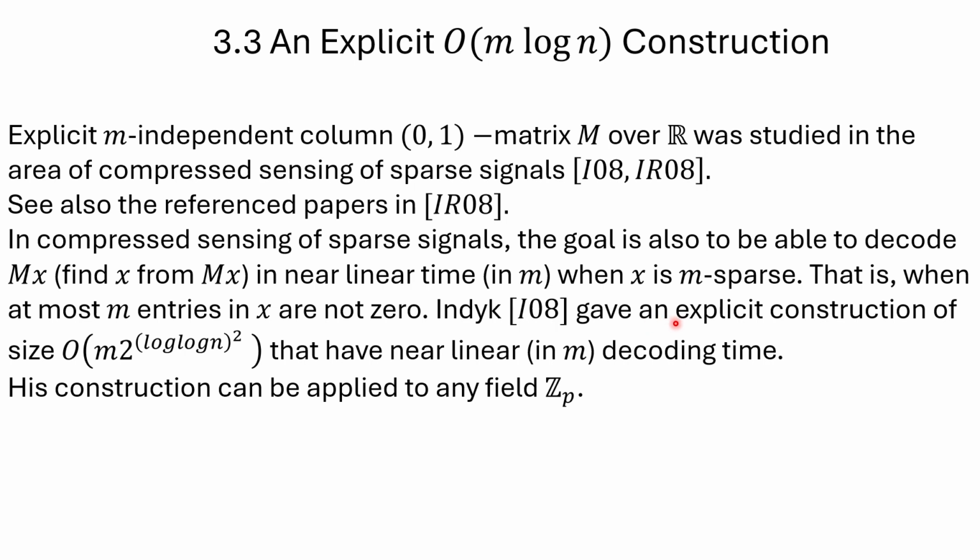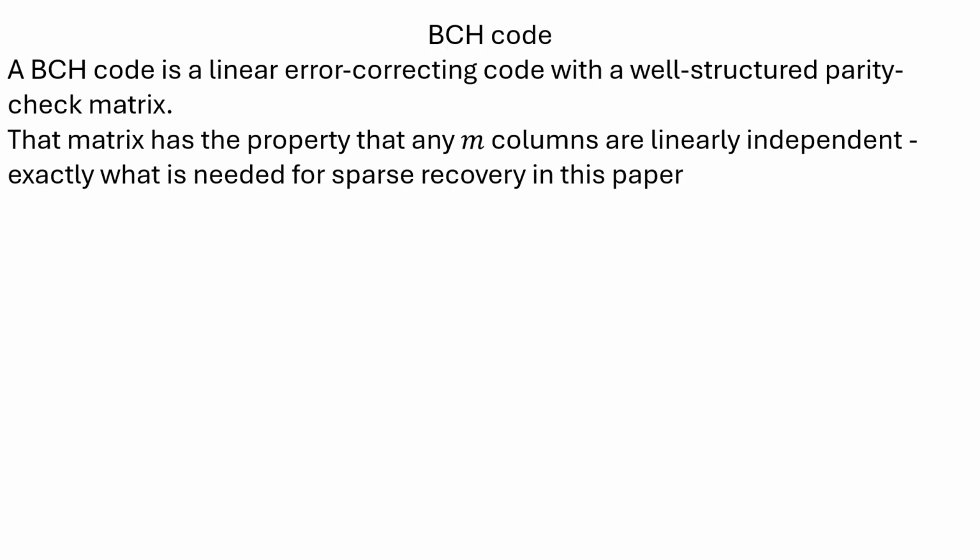Previous algorithm gave an explicit construction of size m multiplied by 2 to the power of log n squared that have near linear decoding time. His construction can be applied to any field Zp. What is BCH code? BCH code is a linear error correcting code with a well structured parity check matrix. The matrix had the property that any m columns are linearly independent, exactly what is needed for sparse recovery in this paper.